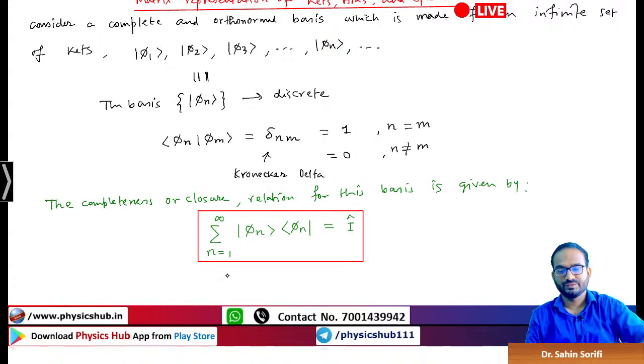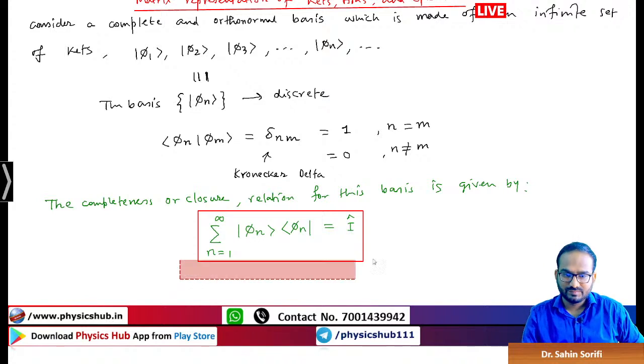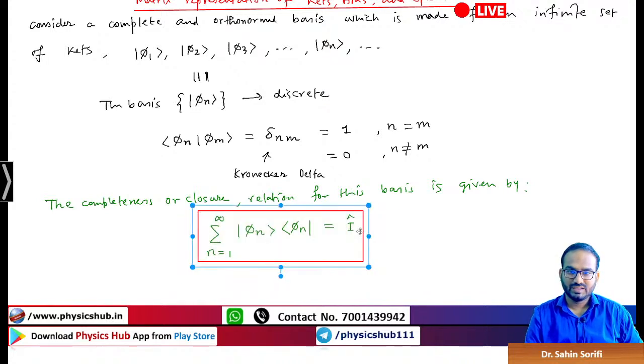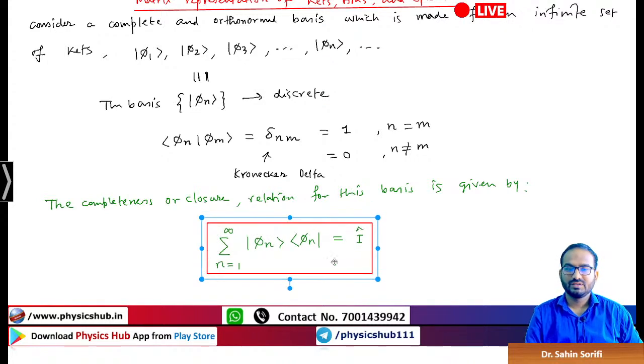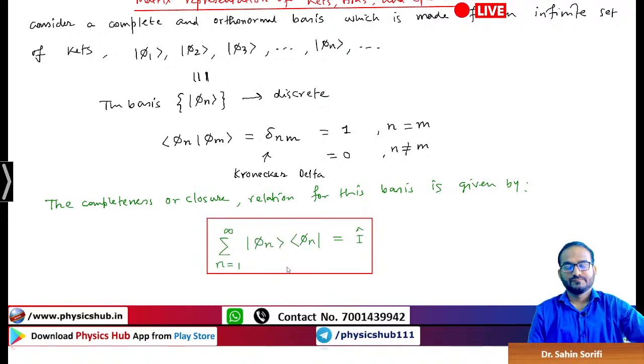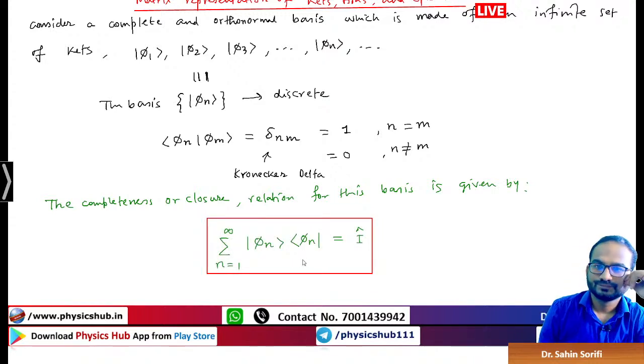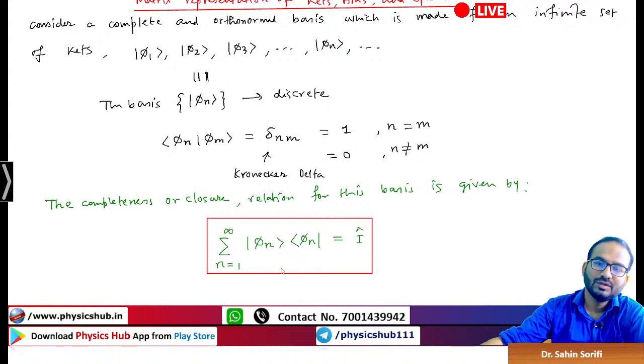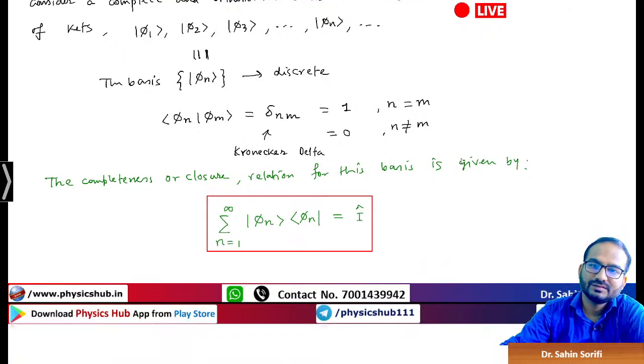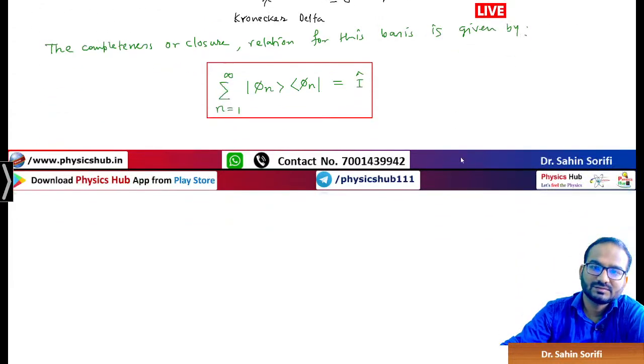Identity operator, you know that if identity operator operates on any ket, it will leave the ket unchanged. Now we'll try to represent kets in matrix representation.